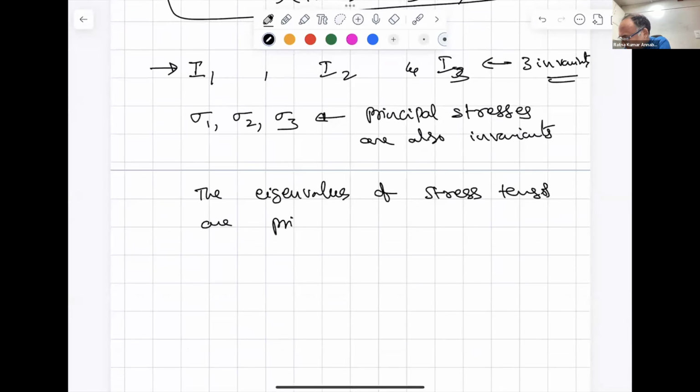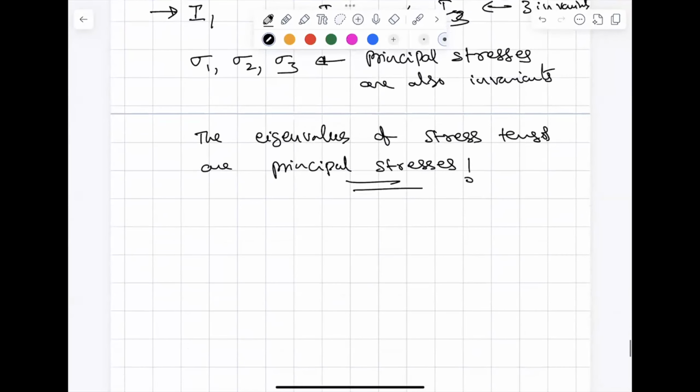or principal stresses. Did we discuss that or not? No, sir. Sorry? We did not discuss earlier. Not yet, sir. Professor. No. Not yet. Okay. So you know what is the meaning of eigenvalue?